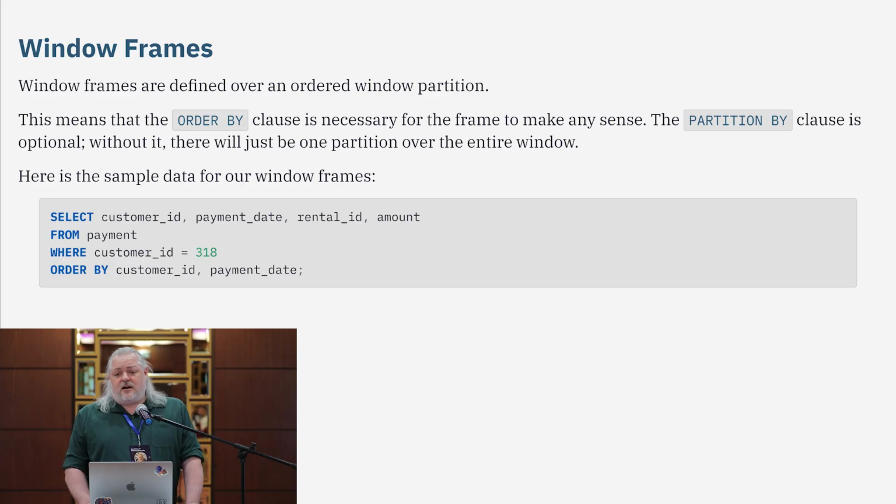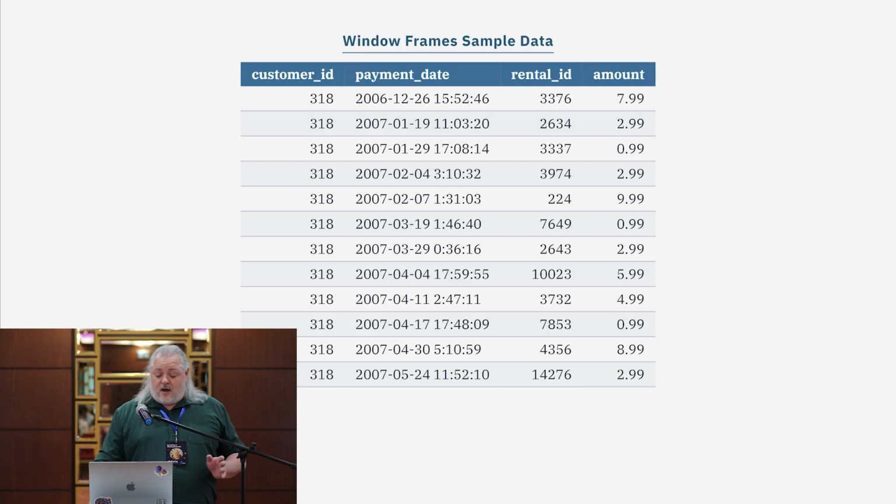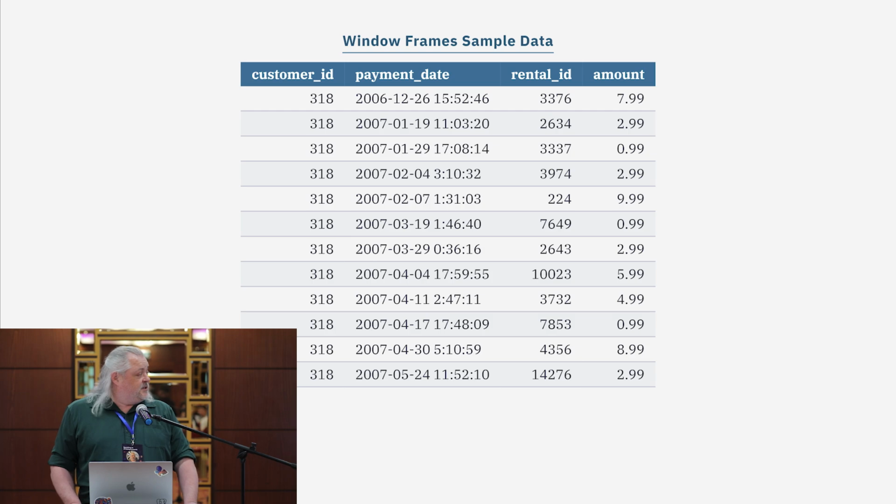And I'm changing our data set just a little bit. For this one, again, there are no windows here. This is just to show you what the data we're going to be working with is. I've chosen customer 318 because there are few enough that it fits on the slide.